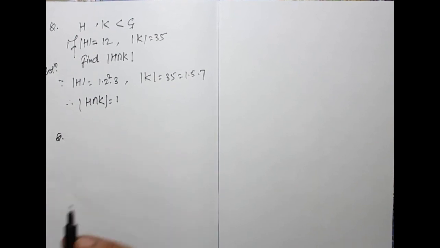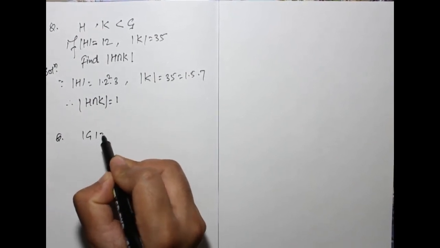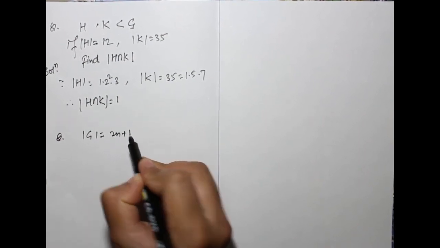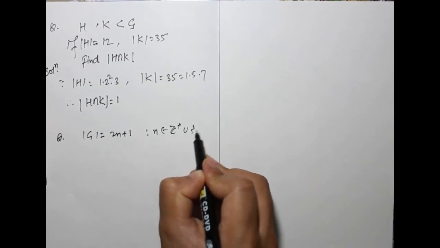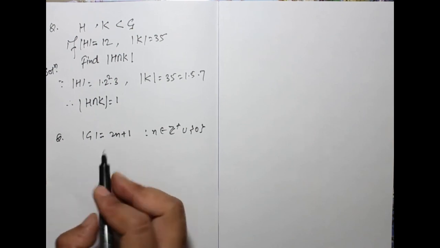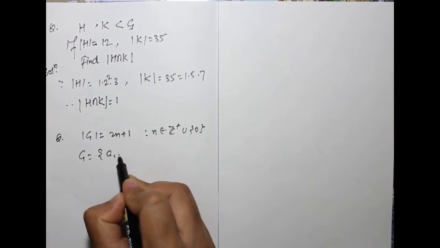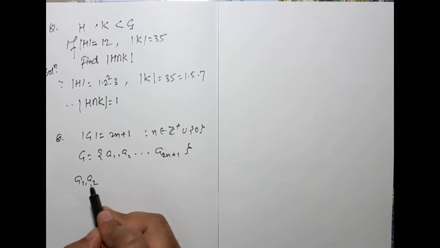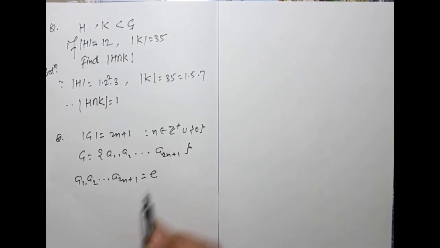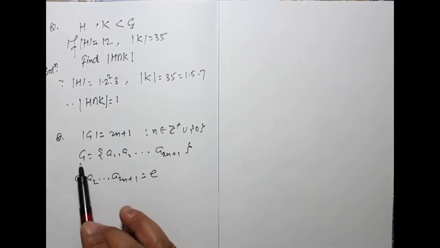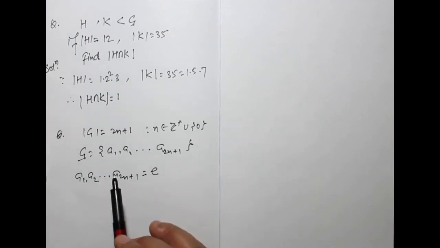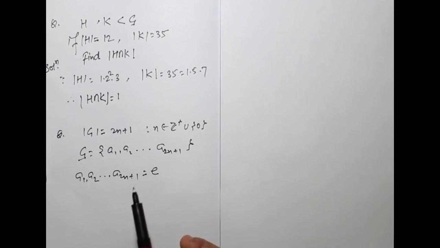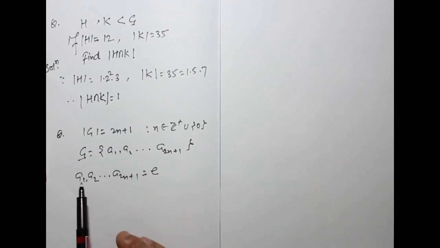Next question. If G is an abelian group of odd order, so the number of elements is odd, say G equals a1, a2, and so on up to a(2n+1), then the product a1 a2 and so on up to a(2n+1) equals the identity, because G contains every element and also their inverses. Since it is abelian, they commute and give the identity.